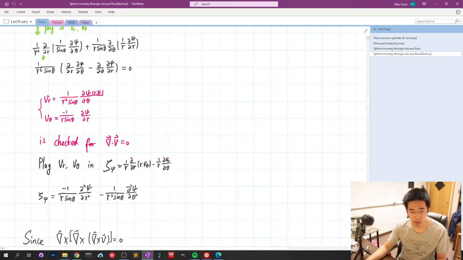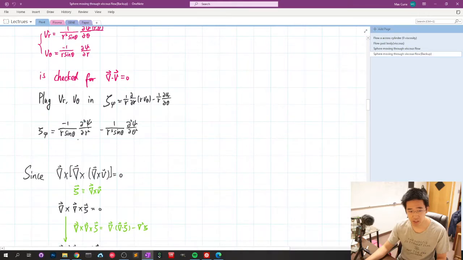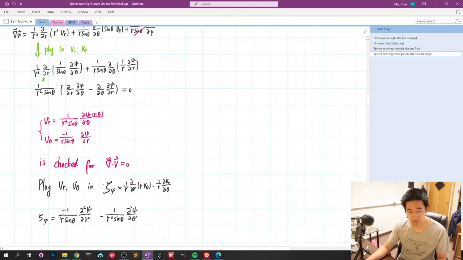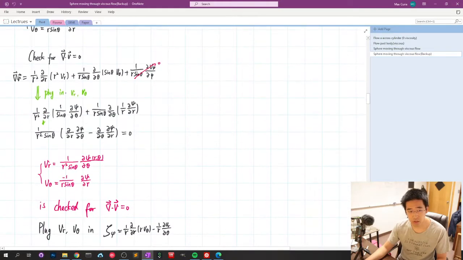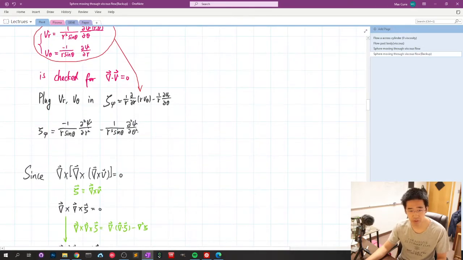We plug in v, and then we plug the v r and v theta into this. We plug this in again and we have this expression. So here, plug this into this, and we have this after some relatively trivial algebra.